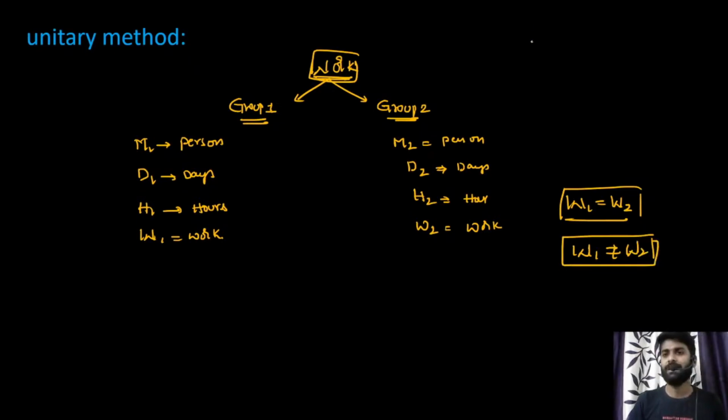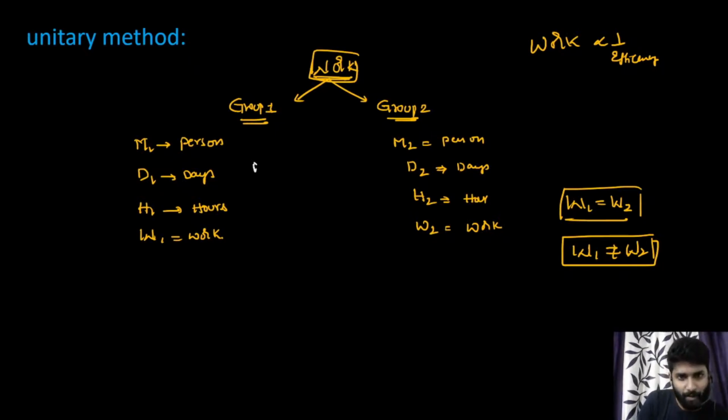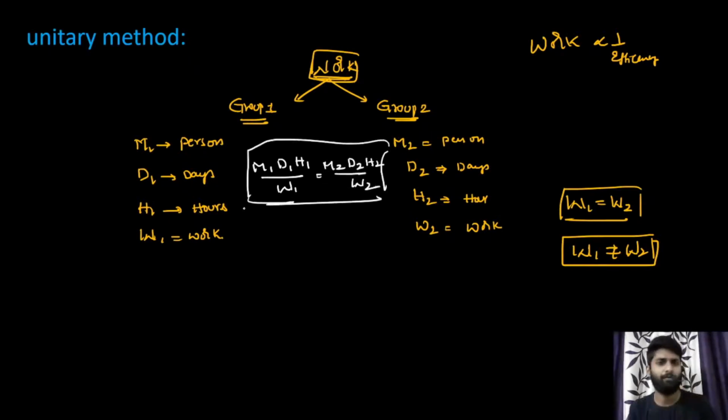And we already know that the work is always proportional to the efficiency. If you compare two different groups, the formula is: number of men, number of days, number of hours performed, M1 D1 H1 divided by W1 is equal to M2 D2 H2 divided by W2. This is the formula for comparing the same work with two different groups. Clear formula?